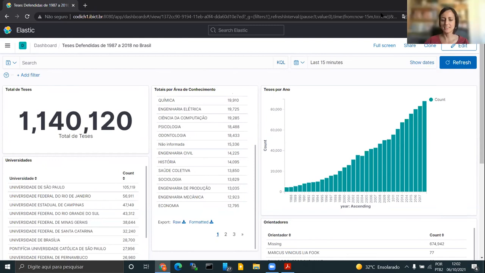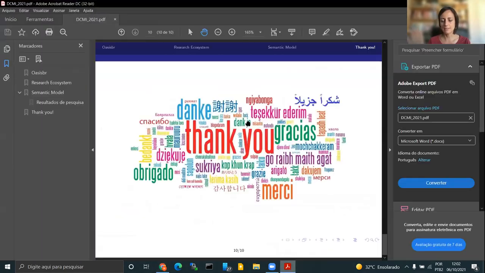No, it was clear. Okay. So there are no other questions from the audience, but my question is, for each of these elements, like the area of conocimiento, thesis, or universities, do you keep metadata related to Dublin Core, or have you already made the translation and it doesn't exist anymore?